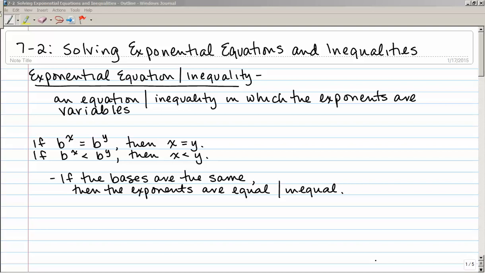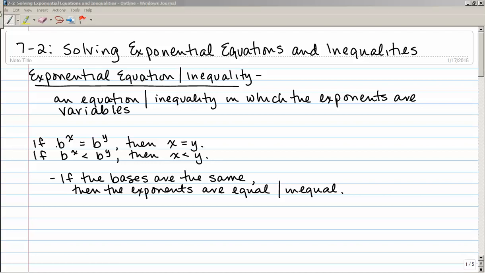Section 7.2 is on solving exponential equations and inequalities. An exponential equation or inequality is an equation or an inequality in which the exponents are variables. So most of the time, remember, we would have something like x to the second power, x squared. In that case, x is my base, and my exponent is a number. With an exponential equation or inequality, my base is going to be a number, so for example 2, and my exponent will be a variable such as x.